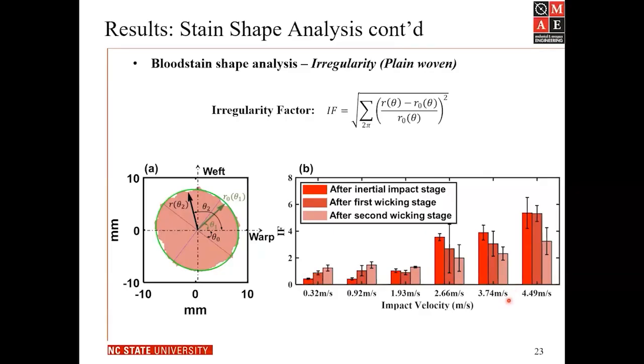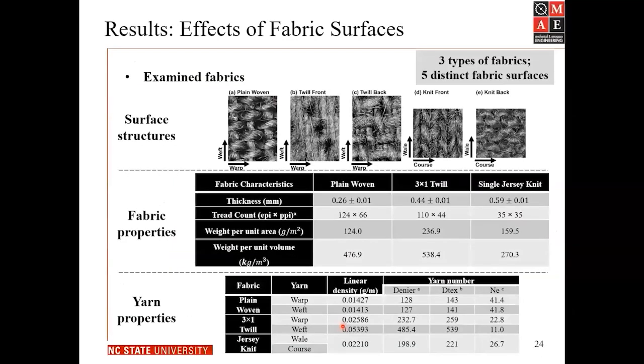At the other end, at the very high velocity, we see that the irregularity factor initially is very high, and the wicking actually reduces that irregularity. The final irregularity is still higher than that of the low velocity, but a lot of that difference is now hidden and missing.